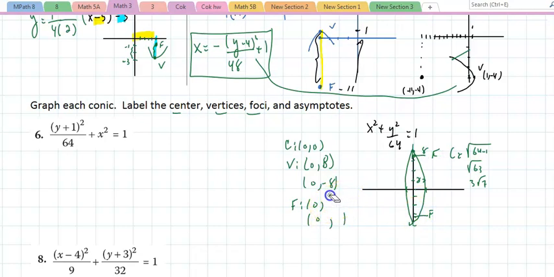Let me write it out the way the book does. We should simplify it. 3 radical 7 and negative 3 radical 7. That's simple.